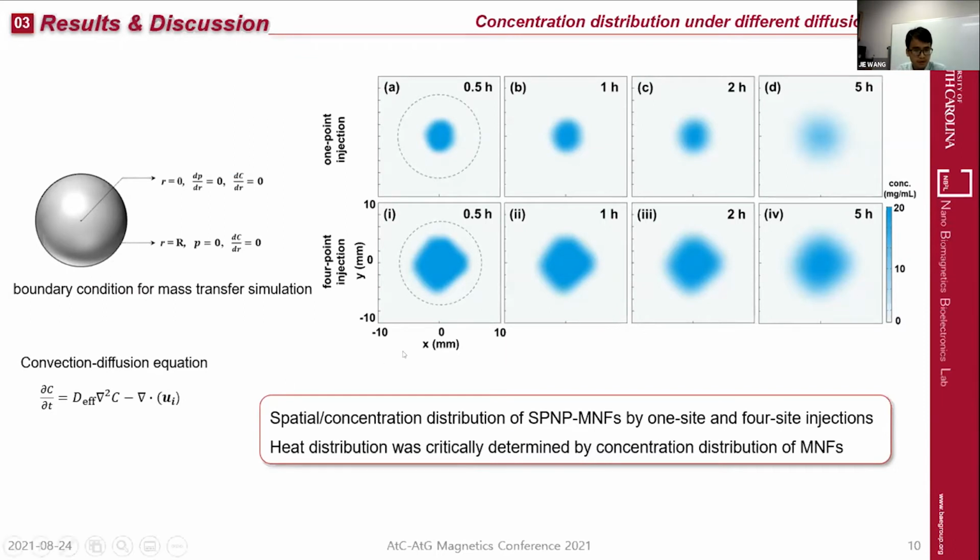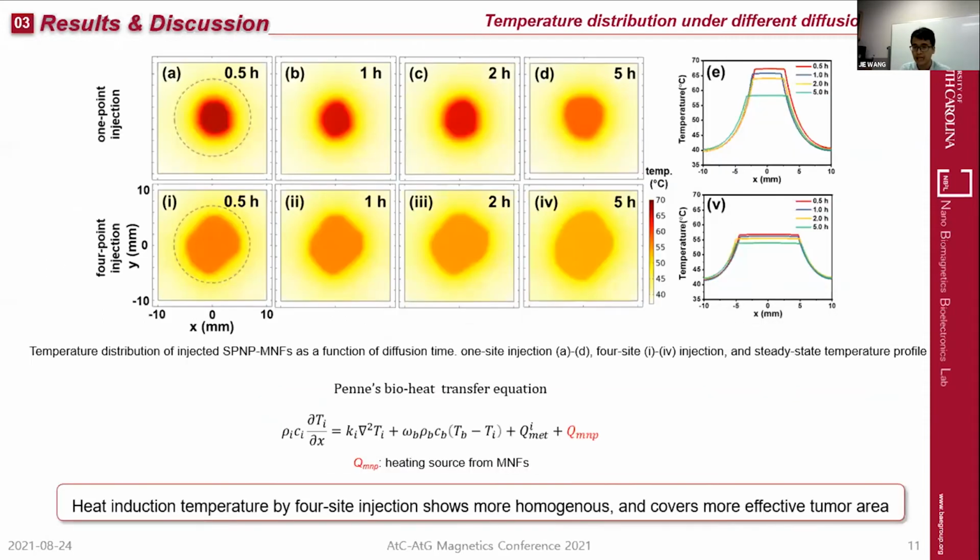Because we know the temperature distribution was greatly influenced by the concentration distribution, after determining the concentration distribution, we can easily get the temperature distribution. Here is the temperature distribution under different injection modalities, like 1 point injection and 4 point injections, under different diffusion time. As we can see, with the 4 point injection method, the temperature is more homogeneous and it covers more effective tumor areas. So this is beneficial for magnetic nanofluid hyperthermia application.